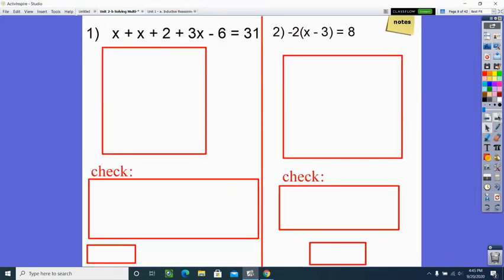So here is your chance. I am going to have you pause the video. The one on the left is a combining like terms. The one on the right is a distributive property. And when you are ready, come on back.